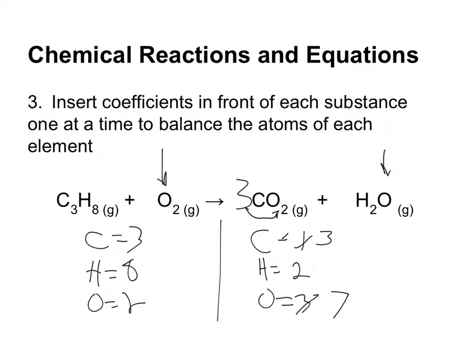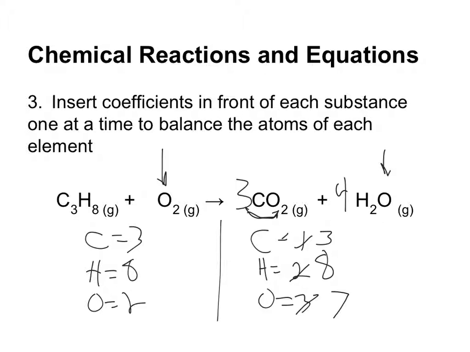8. And to get the 2 to be an 8, I'd multiply by 4. 4 water molecules gives me 8 hydrogens. Change that from 2 to 8 because I multiplied water times 4. But as we saw with the CO2, multiplying water times 4 affects the oxygen also, not just the hydrogen. So I got to go back and count it up again.